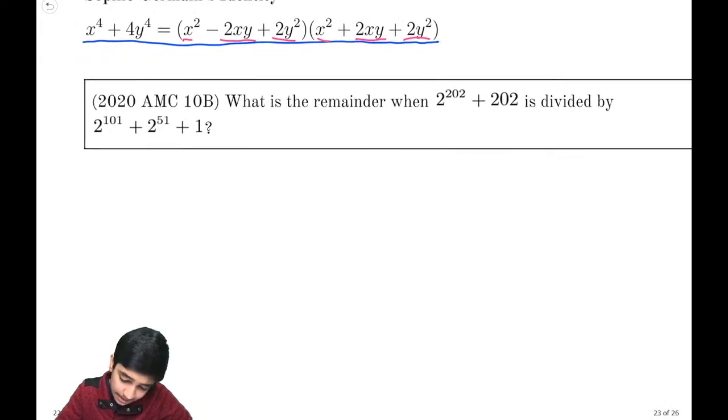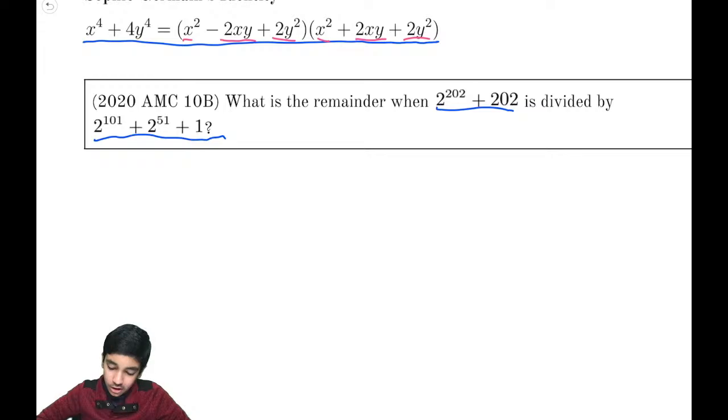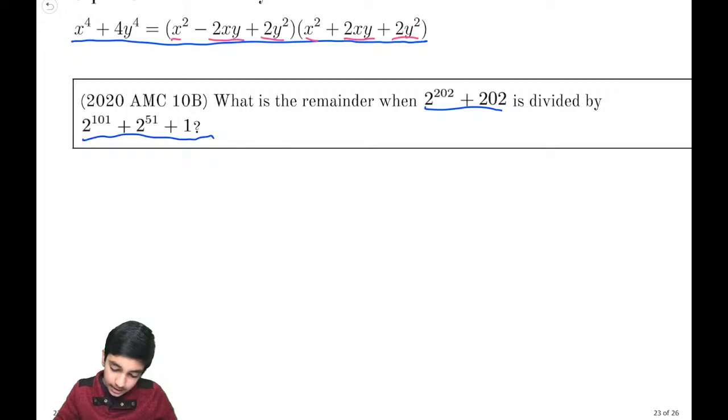Okay, so this seems quite out of place. How are we using any factorization here? But there's a really nice trick to doing this one. The idea here is whenever we have large exponents, it's hard to deal with. 2 to the 202, there's nothing we can really use there. But we can look at this next expression here. Large exponents are very hard to deal with.